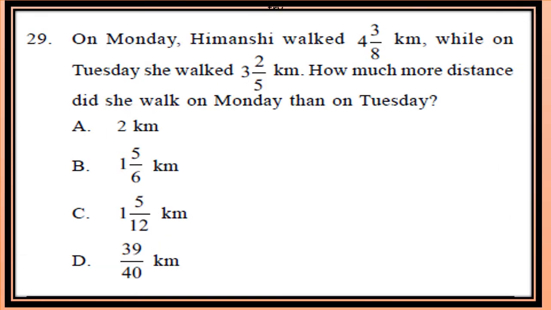Question 29. On Monday, Himanshi walked 4 3/8 km, while on Tuesday she walked 3 2/5 km. How much more distance did she walk on Monday than on Tuesday? So on Monday, Himanshi walked 4 3/8 km. On Tuesday, she walked 3 2/5 km. So how much more distance did she walk on Monday than on Tuesday? So you have to find out the difference. You can check out your answer at the end of the video.